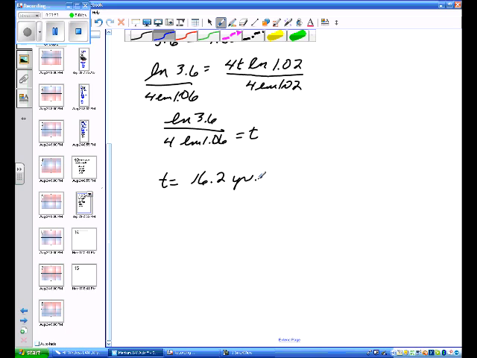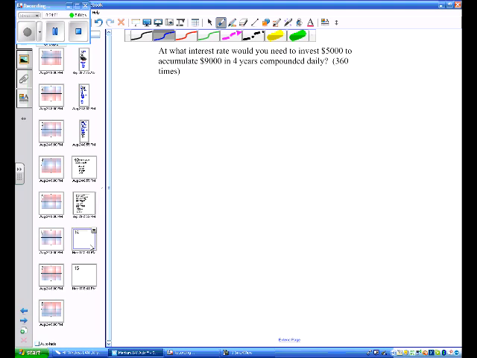So it's just a matter of plugging in and then solving for the exponent. Now sometimes what we need to do is instead of solving for the exponent, we need to find, well, what percent? So we have to shop around. So at what interest rate would you need to invest $5,000 to accumulate $9,000 in 4 years compounded daily?